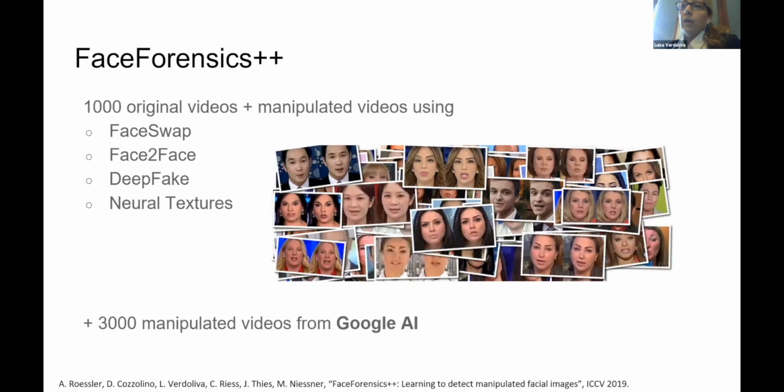What we did two years ago, in collaboration with the research team headed by Matthias Nießner in Munich, was to create a very large dataset of facial manipulations using different methods. We considered both face swapping and facial reenactment, so we have a face that is completely replaced, but also cases where only the expression of a face is changed. Then we made an analysis to understand to what extent we were able to detect these manipulations.